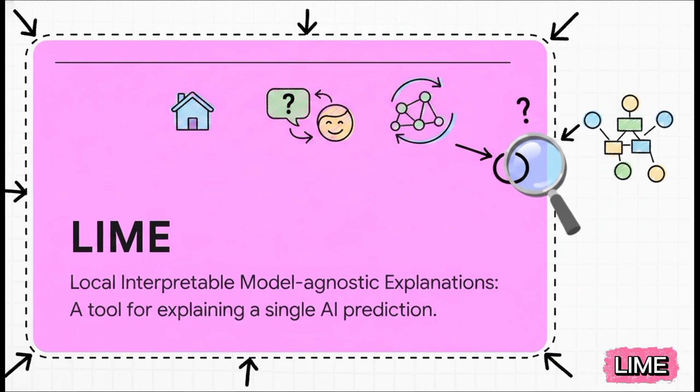And that's because it focuses on explaining just one single prediction at a time, not the entire sprawling model. It's interpretable because its final output is something so simple that we humans can actually look at it and understand it. And what's absolutely crucial is that it's model-agnostic. This means LIME doesn't care what your black box is. It could be a massive neural network, a random forest, anything. It can still help you understand it.